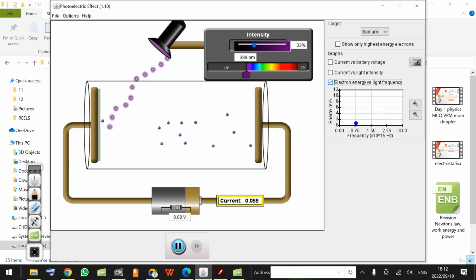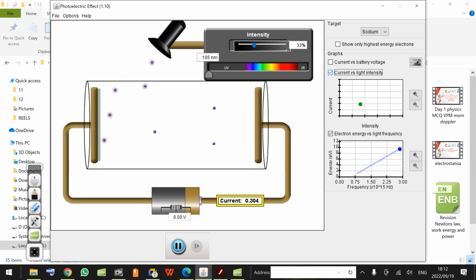And we can draw our graph. I'm sure those of you that have done this topic, you've seen that graph. You must have seen that graph. Current versus intensity. Okay, there's a graph there. All right, let me explain.